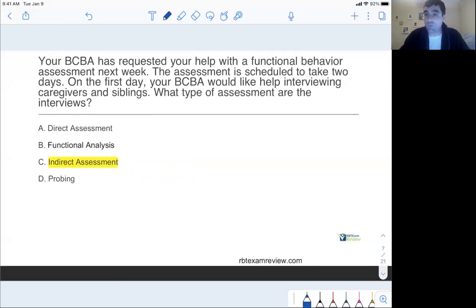Things where you're asking questions but not observing. Direct assessments, you are actually observing the client and taking data, okay? Both are useful in their own ways, but you should never do a full FBA without direct assessment, okay?